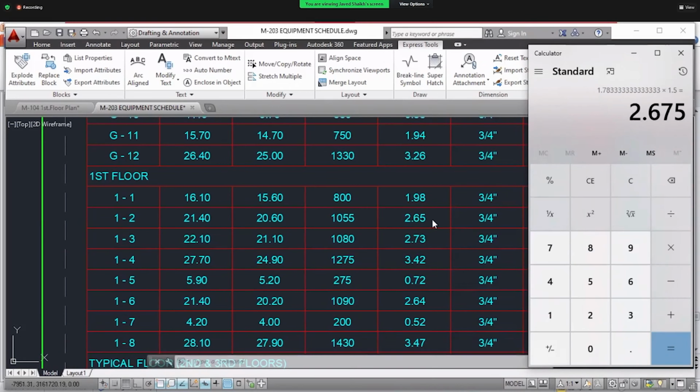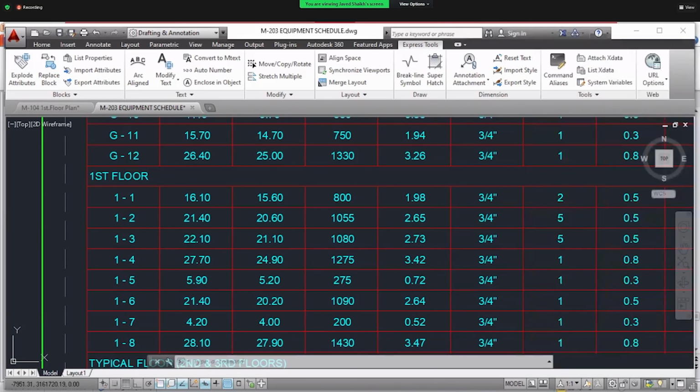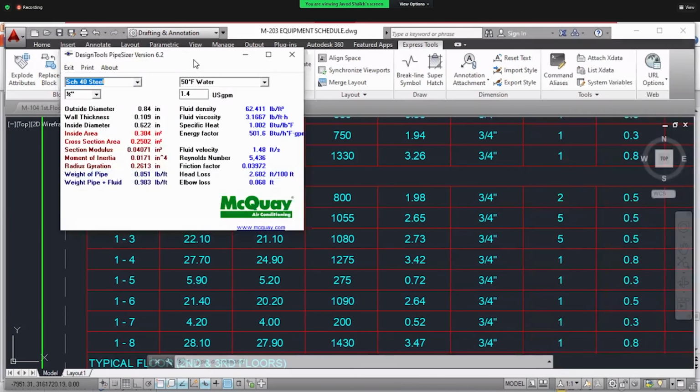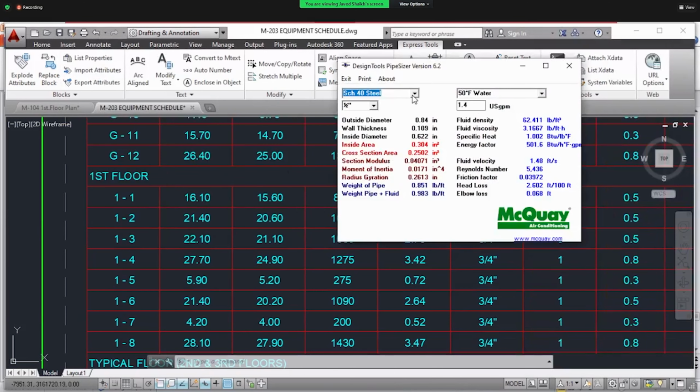After getting the GPM, what we have to do is open the pipe sizer. After the GPM, we have to select the type of pipe. For chilled water we are using schedule 80 steel pipe, and for the water properties we have to select 50 degree Fahrenheit water. Then there are two factors we have to select.